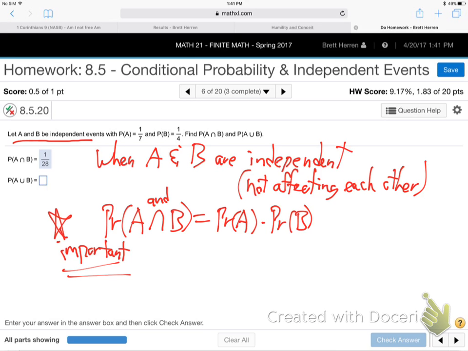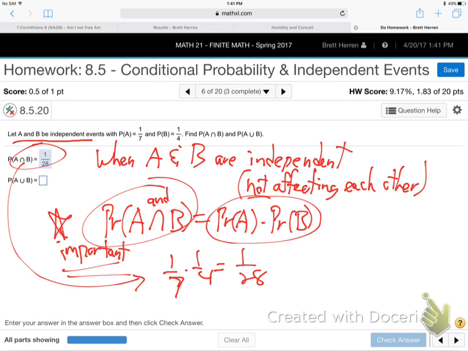So let's go through the question then. When they say the probability of A is 1/7 and B is 1/4, and they're independent, then how did I figure out that the overlap, the and, is 1/28? Because I took 1/7 times 1/4. We got 1/28. Because that's what this is saying. You multiply them when you have and. Is that good so far?